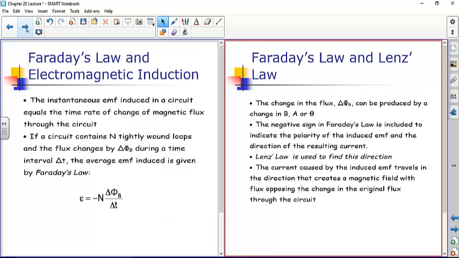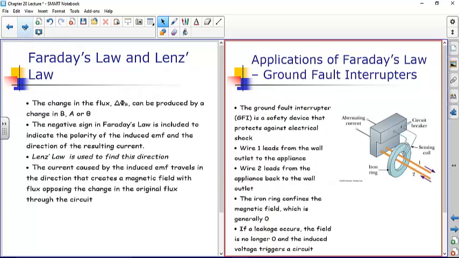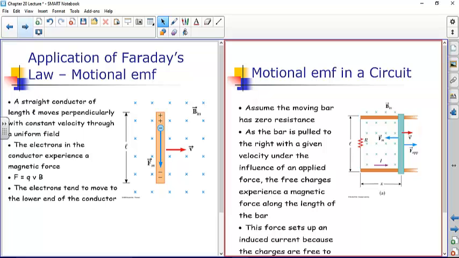So we've talked about ways to change the flux. You can change the magnetic field, you can change the area, you can change the orientation of the loop. You can use Lenz's law to figure out which way current flows around a current loop. The current caused by the induced EMF travels in the direction that creates a magnetic field with flux opposing the change in the original flux through the circuit. So that's Lenz's law. We'll talk about those some other time.